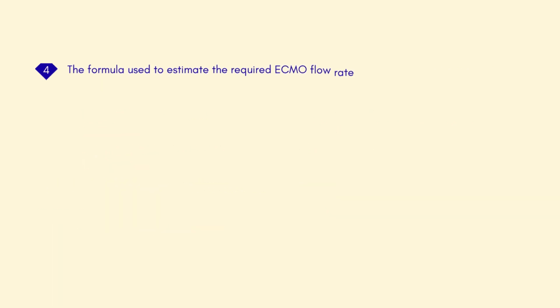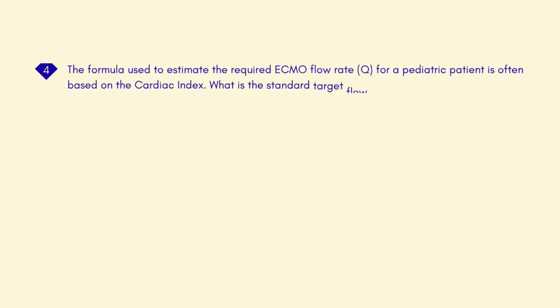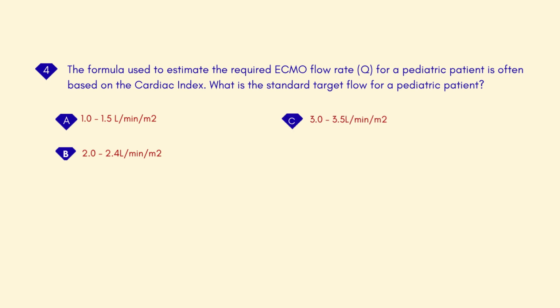The formula used to estimate the required ECMO flow rate, Q, for a pediatric patient is often based on the cardiac index. What is the standard target flow for a pediatric patient? A. 1.0 to 1.5 L/min/m2. B. 2.0 to 2.4 liters per minute per square meter. C. 3.0 to 3.5 liters per minute per square meter. D. 5.0 to 6.0 liters per minute per square meter. Answer: C. 3.0 to 3.5 liters per minute per square meter.